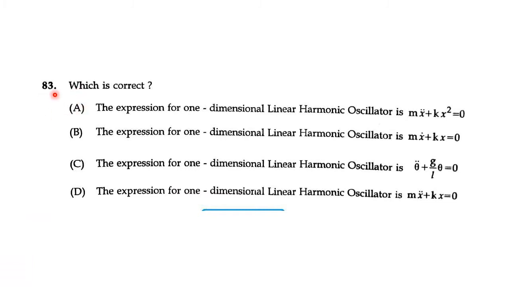Here is question number 83: which one is correct? If you look at all the options, they give the one-dimensional linear harmonic oscillator equation. To solve this problem, we need to write the Lagrangian for the linear harmonic oscillator. Then we can derive the equation of motion. Finally, we will arrive at one of the given four equations. That is the thing we are going to do right now.